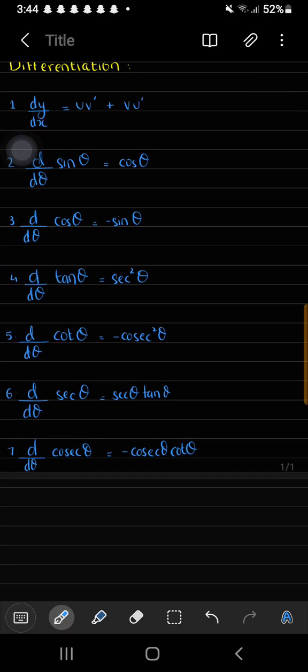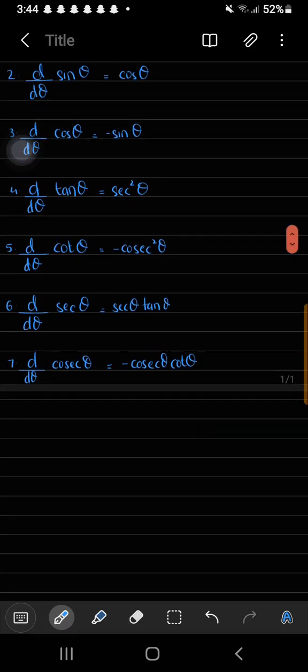First of all, there is a product rule which will be uv prime plus vu prime. Then for sine theta it will become cos theta and for cos theta it will become negative sine theta, and for tan theta it will become sec square theta, and for cot theta it will become negative cosec square theta. Okay, and for sec theta it will become sec theta tan theta, and for cosec theta it will become negative cosec theta cot theta.